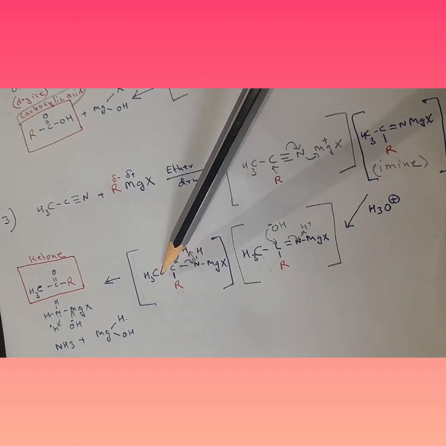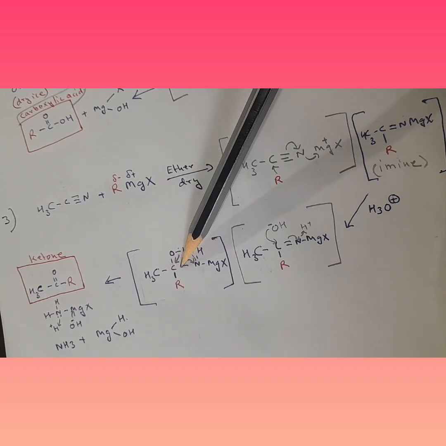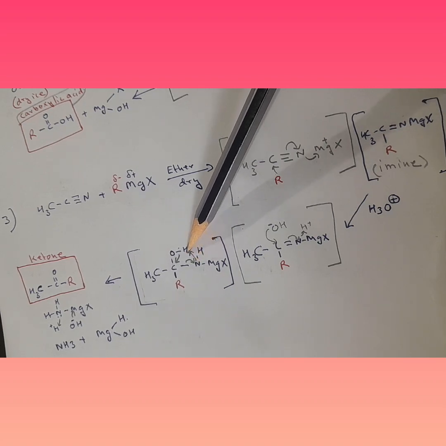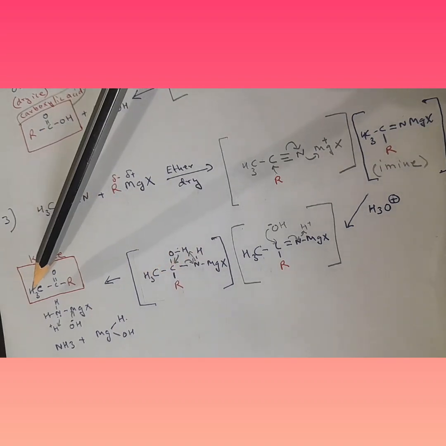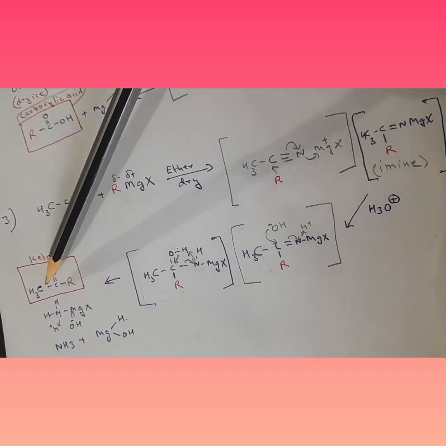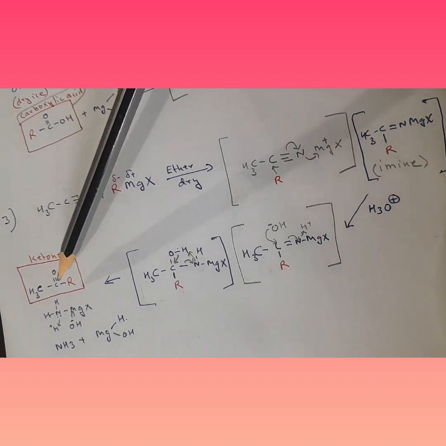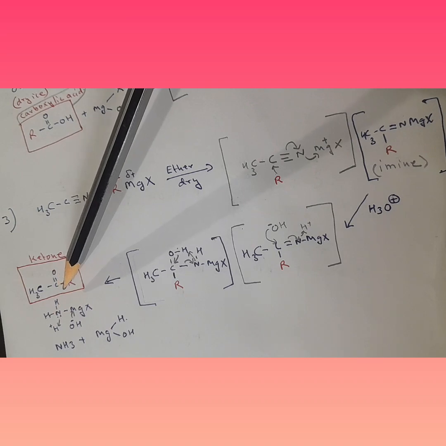Then if it is converted into carbonyl, it has got 1, 2, 3, 4, 5 bonds, so not stable. So this bond again moves over to nitrogen, nitrogen becomes negative, that picks up hydrogen. Alright, so this cycle goes on. As a result of that, we end up with CH3-C double bond O-R, a ketone. So when we start with nitrile, we end up with a ketone, and the reaction is not yet over.